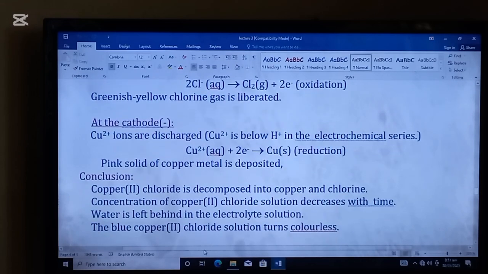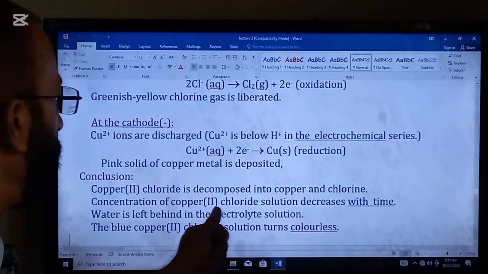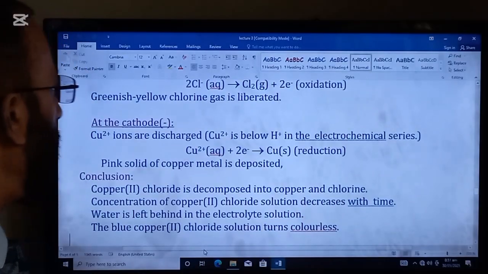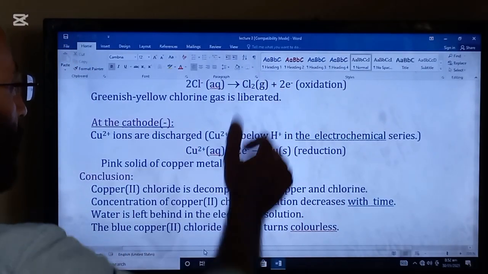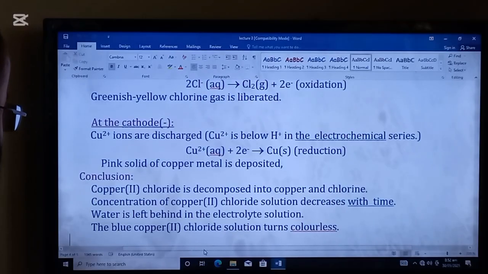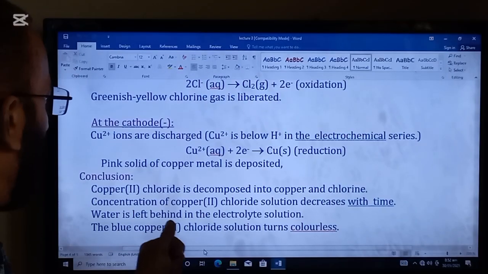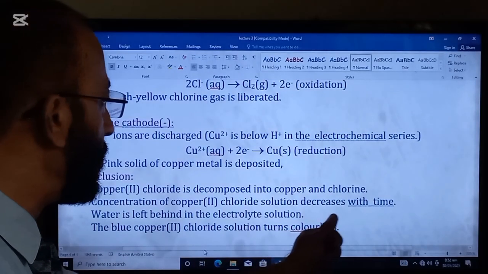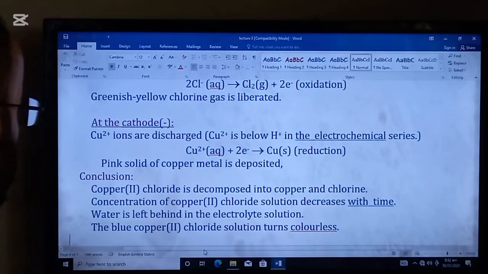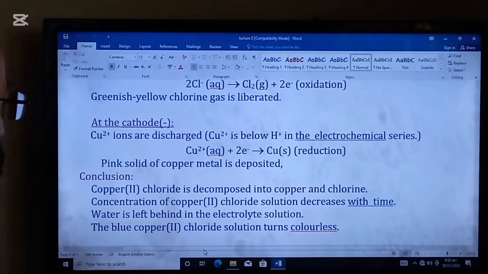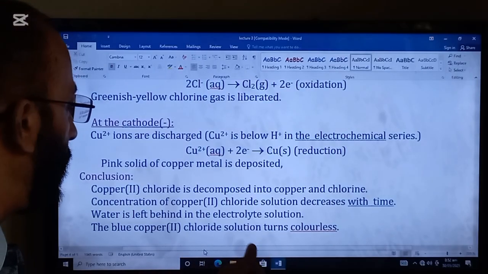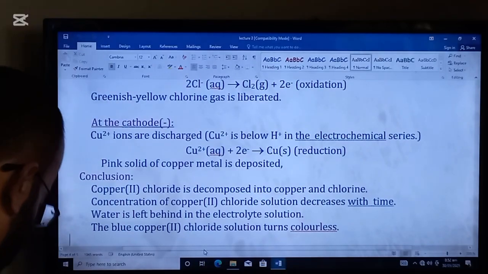Conclusion: copper chloride is decomposed into copper and chlorine, because copper is obtained and chlorine gas is obtained. The concentration of the copper chloride solution decreases with time. Water is left behind in the electrolytic cell solution. The blue copper chloride solution turns colorless.